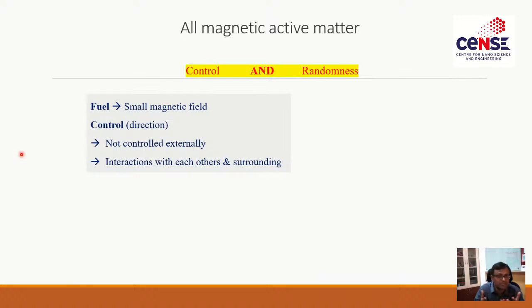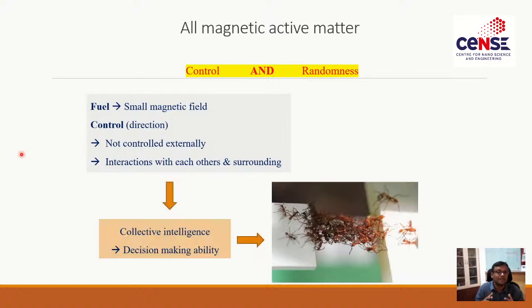Is it possible to imagine a system where you do not specify which direction they will go, but rather they will interact with each other and the surrounding and figure out the best task ahead? So in some sense, just by giving them fuel by magnetic fields, but let the environment and the design allow them to show some form of a collective intelligence and allow them to make decisions. And that is an ongoing effort in our group to make some form of an all-magnetic active matter. And just looking at these ants and seeing how they're doing this, can we also think about something along these lines? So that's the last thing that I wanted to mention.